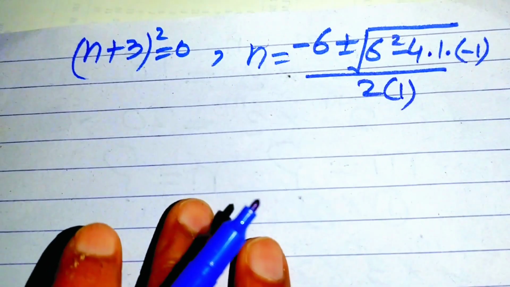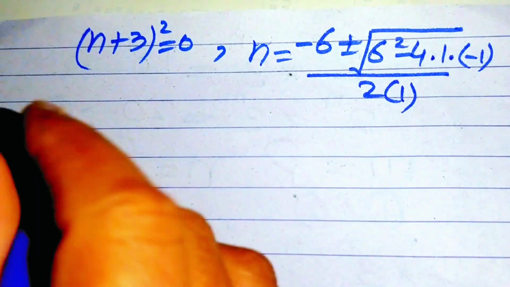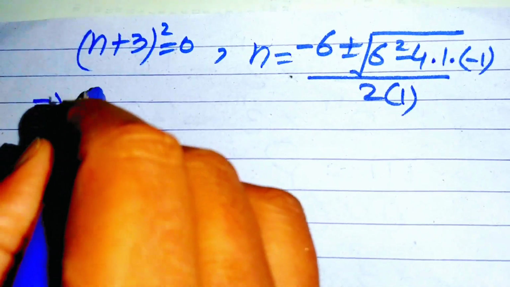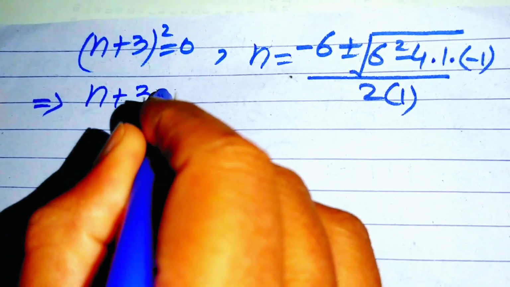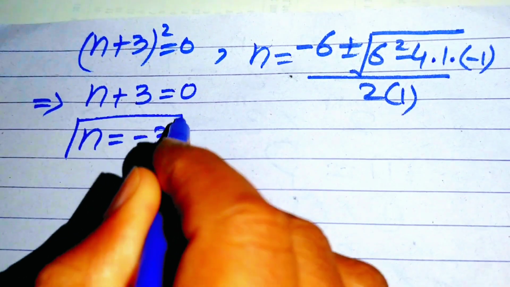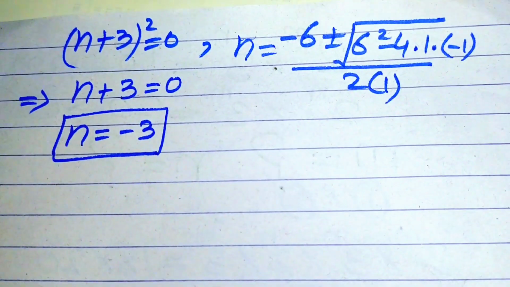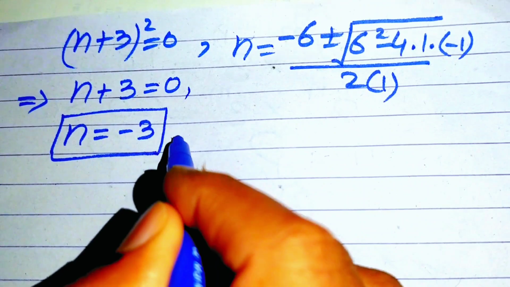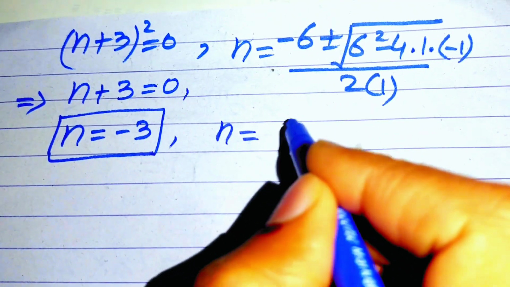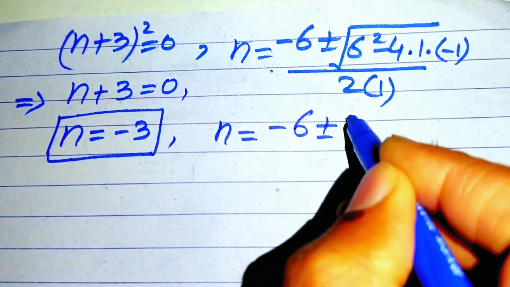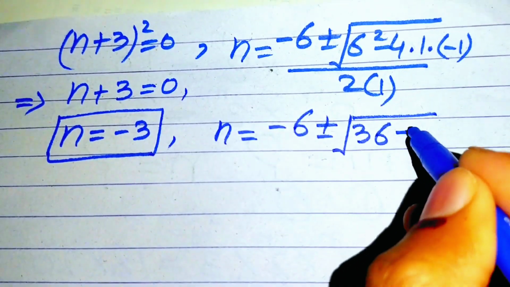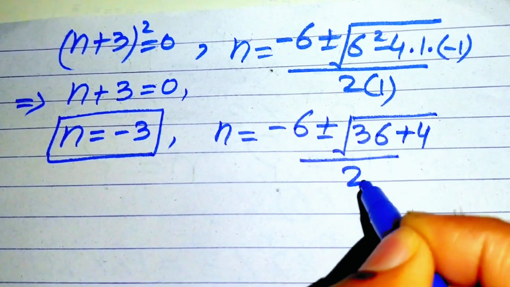So now here we have these two cases, and we can simplify these two cases and move towards the final answer. So here we take the square root on both of the sides, then you get n plus 3 equals to 0, and we get here n equals to -3. So this is our first root of the given equation, and now we can simplify this quadratic formula, and you get n equals to -6 plus minus, we have 6 square becomes 36, and minus times minus becomes +4, divided by 2.